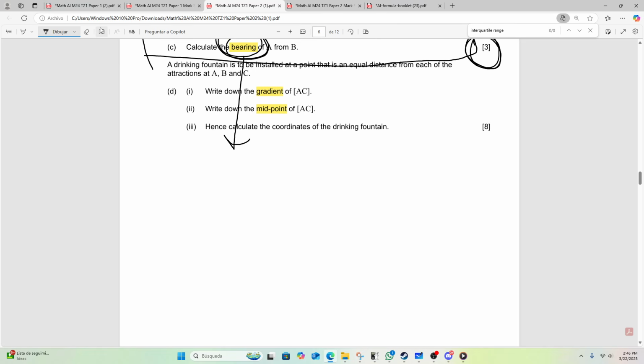How does bearing work? I'll give one extremely quick example. Let's say you start at home and move 30 meters in a bearing of 30 degrees. So if you start at home and move 30 meters in a bearing of 30 degrees, it's like this.